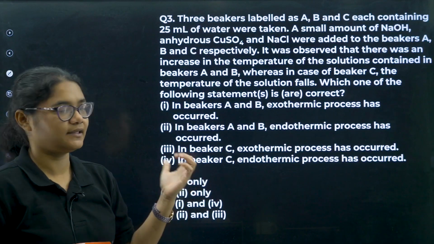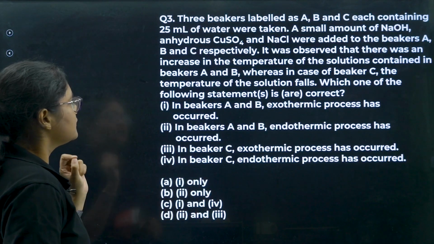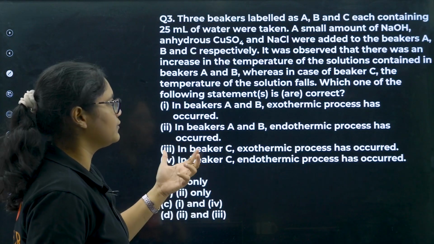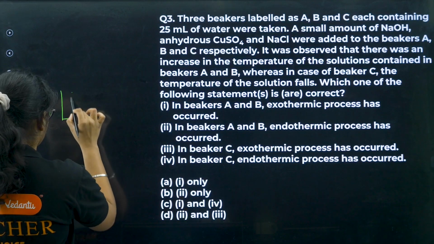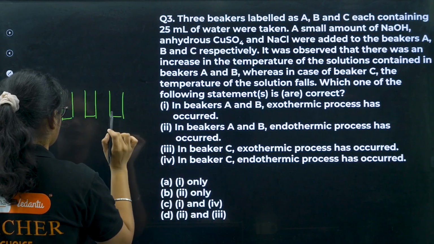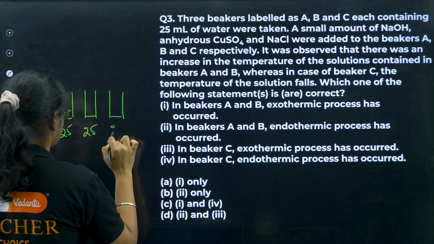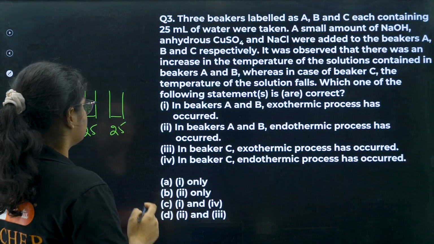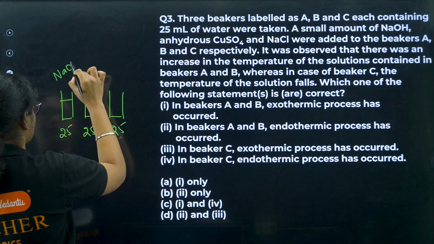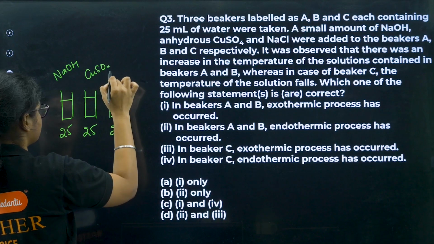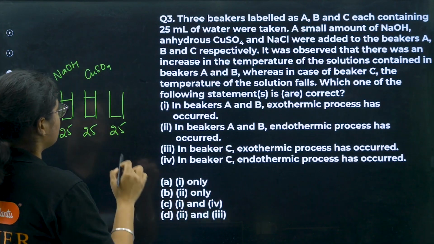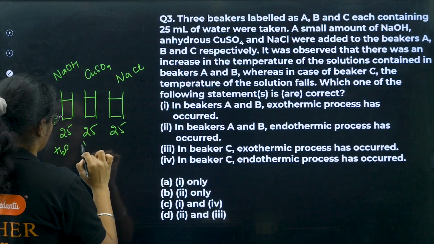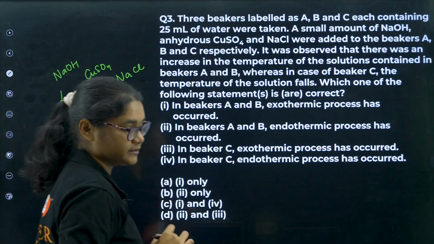Okay, so this question is a little lengthy, so let us read it patiently. 3 beakers labeled as A, B and C, each containing 25 ml of water, were taken, okay. So we have 3 containers, A, B and C. Each container has 25 ml of water. A small amount of NaOH was added to beaker A, a small amount of copper sulfate to beaker B, and some NaCl to beaker C. So here it is water, water and water, okay. I hope this is clear.